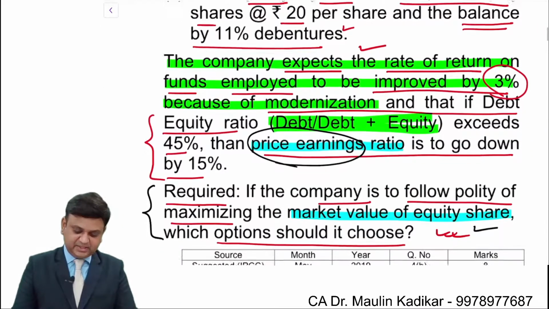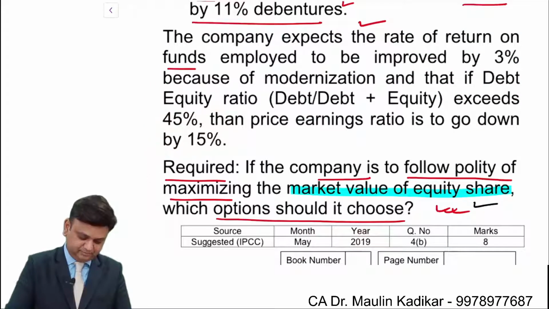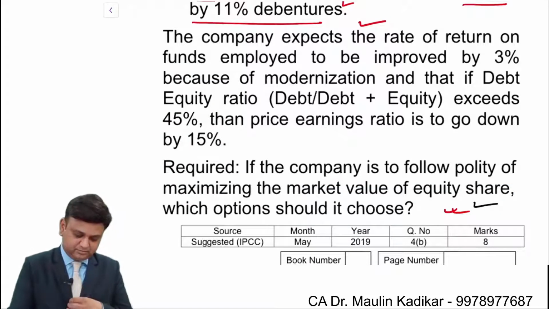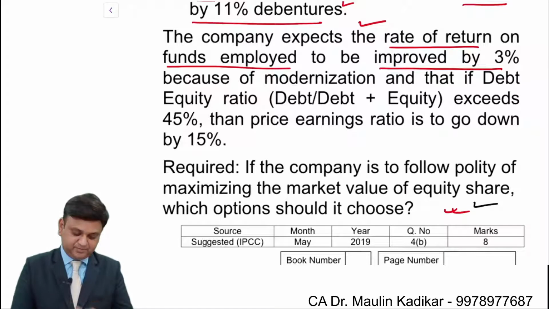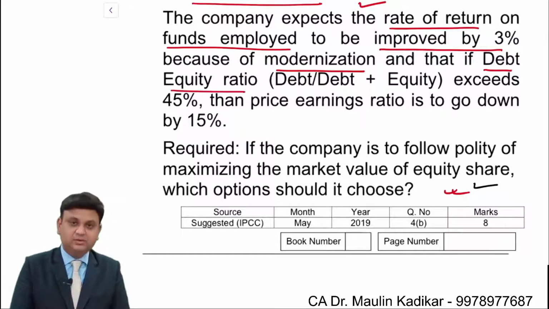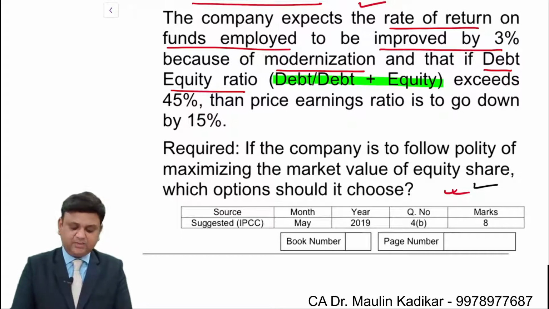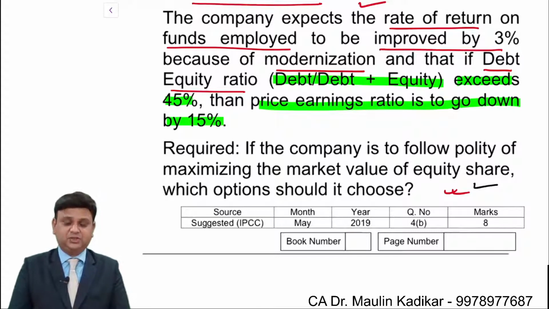The language of the question speaks like this. Listen carefully, all of you. The language of the question says that the company expects rate of return on the funds employed to be improved by 3% because of modernization. And if debt equity ratio, that is say, see carefully, a specific formula is given by them, debt upon debt plus equity exceeds 45%, then the price earning ratio will go down by 15%.